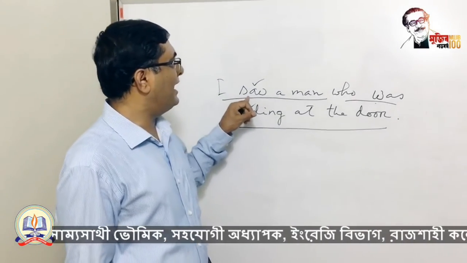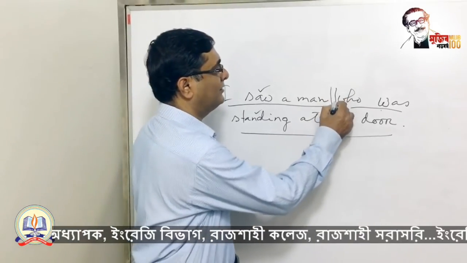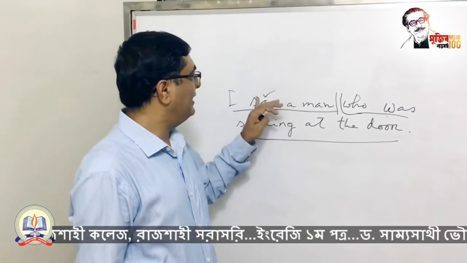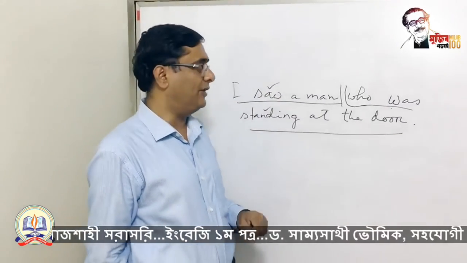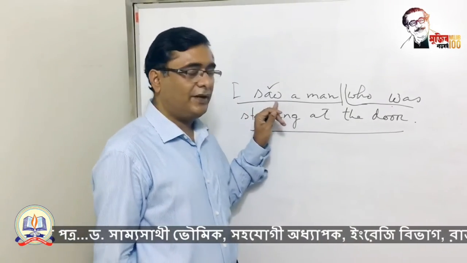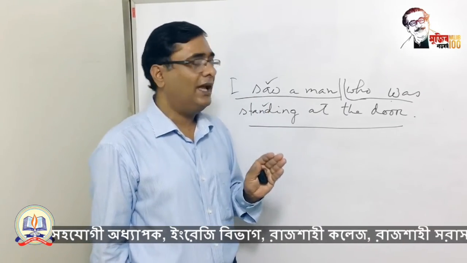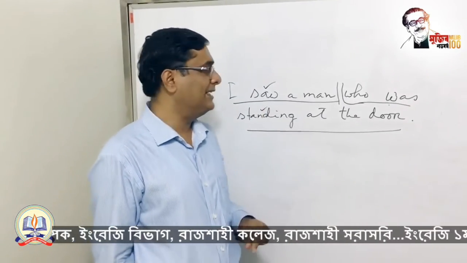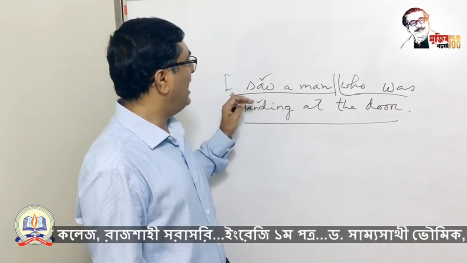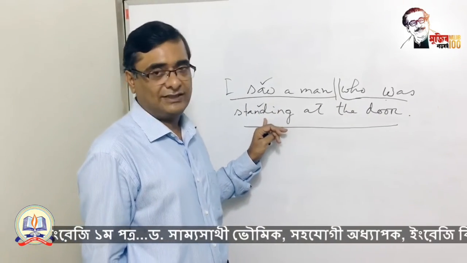Now, I saw a man, this one is also a clause, and this one is another clause. Now over here was standing, this verb is also a finite verb, and this verb saw is also a finite verb. Now in a clause there must be a finite verb. A finite verb, I again repeat, is a verb that changes with the change of subject and with the change of tense. Now if I change the sentence, I see a man who is standing at the door. I can change the tense.